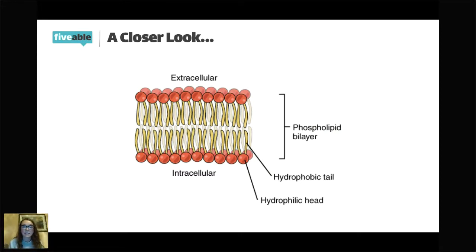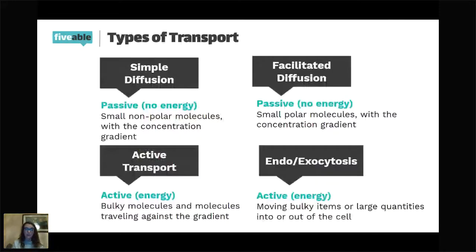All right, and then just as another quick review of our 4 different types of transport. So simple diffusion is passive, meaning that we do not use energy, and that's for small nonpolar molecules that are moving with their concentration gradient. Facilitated diffusion is what we will be talking about today because we are talking about small polar molecules. We're talking about water. It's also passive, meaning no energy is required, and we're moving with the concentration gradient. And then active transport would be if we're moving against the concentration gradient or moving something that's large. And then endo and exocytosis are things coming into and out of the cell that are large and bulky, and that will also need energy.